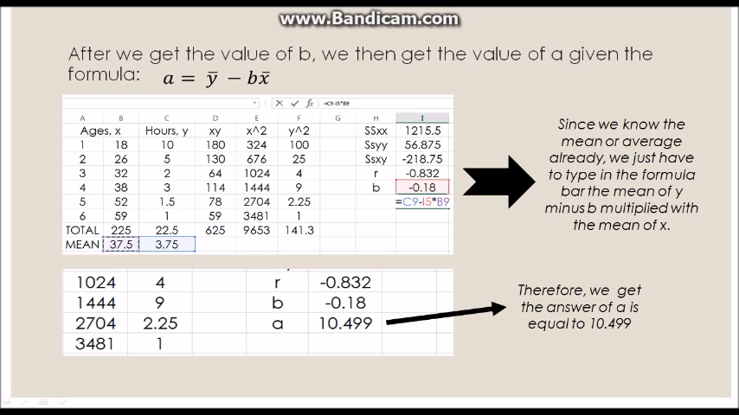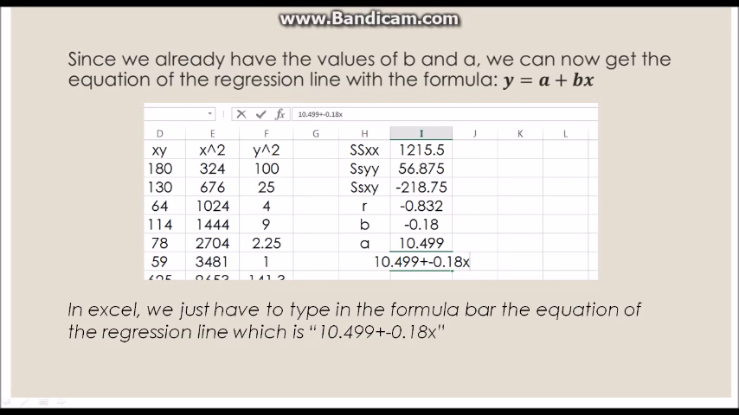After we get the value of B, we then get the value of A, given the formula A equals the mean of Y minus B times the mean of X. Since we know the mean or average already, we just have to type in the formula bar the mean of Y minus B multiplied with the mean of X. Therefore, we get the answer of A equals 10.499.